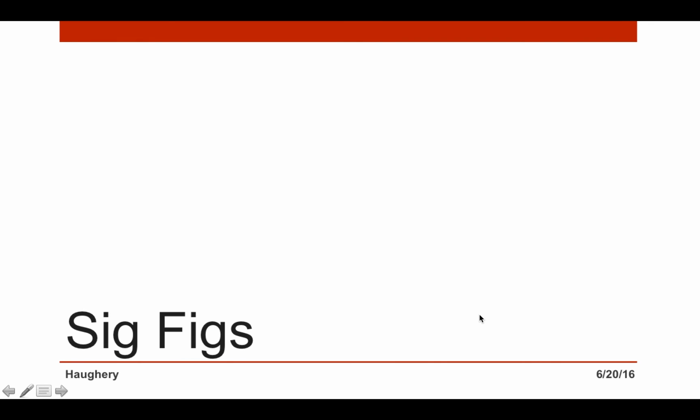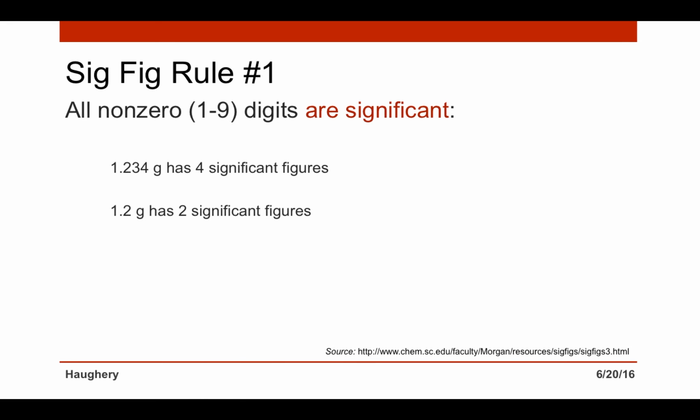Okay, so now we're going to spend a couple minutes on sig figs. I'm going to go through 5 rules of how we determine sig figs, and then we're going to do a little bit on rounding as part of this. So the first rule: all non-zeros are significant. Each of these numbers has digits that are not a zero, so they're all significant. So that's 4 numbers, 4 sig figs.